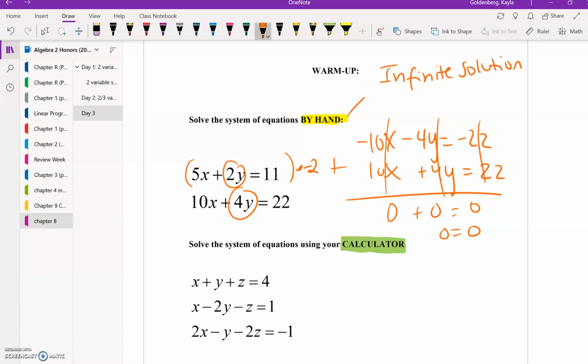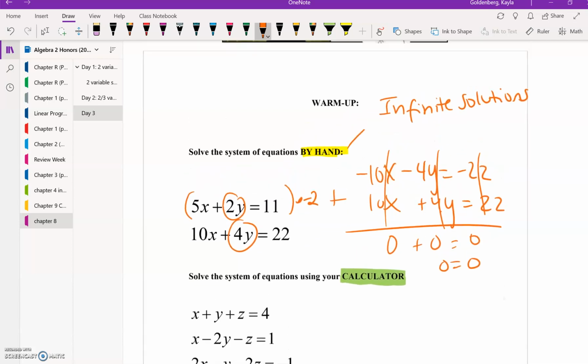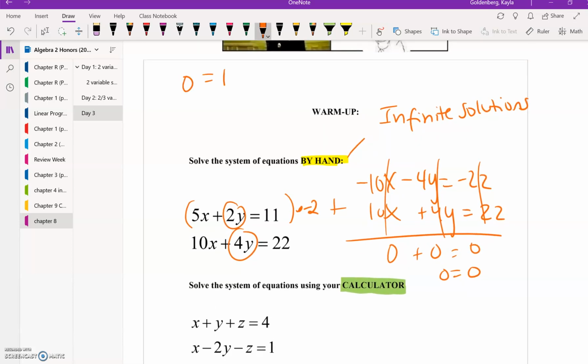solutions. Remember that I think yesterday we saw one where you got 0 equals a number. Remember that means no solution. And what that means graphically is that your 2 lines are parallel, so they never intersect, right? And if you had done it in slope-intercept form, you would have found the slopes are the same.